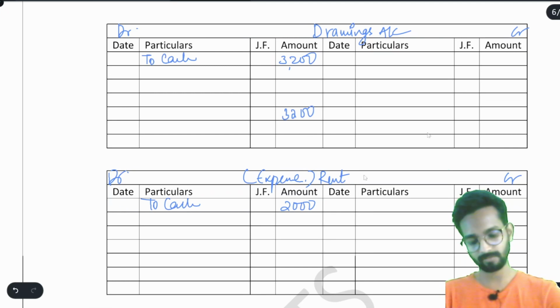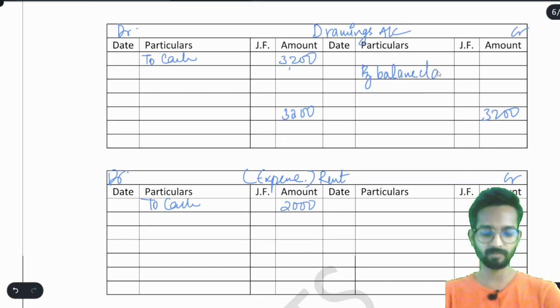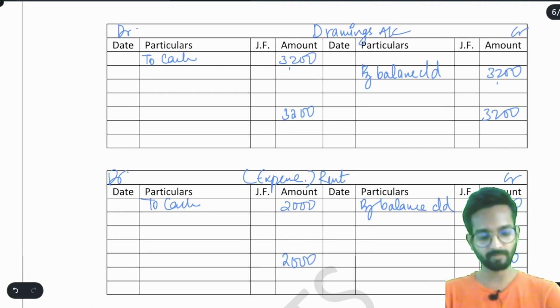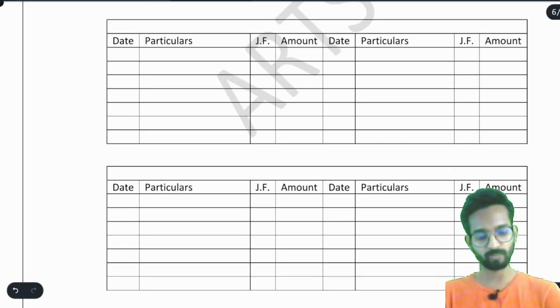3,200, 3,200, by balance carried down. 3,200, 2,000, 2,000, by balance carried down. 3,200. Simple enough. Now what account do we have to prepare?